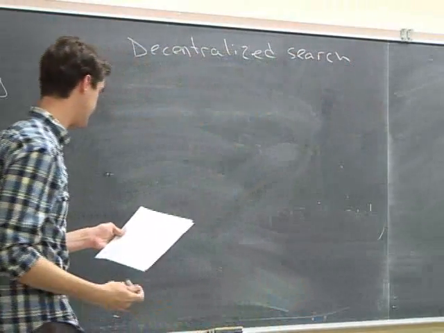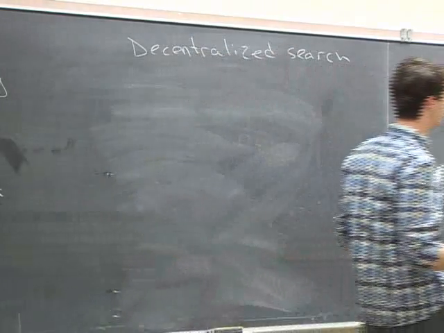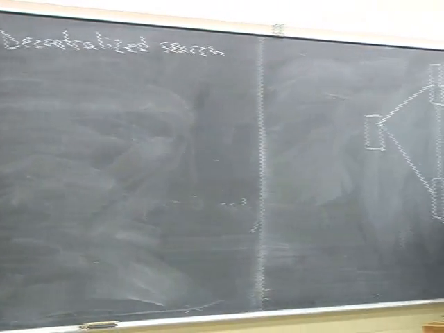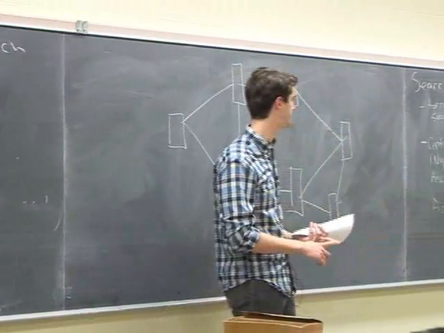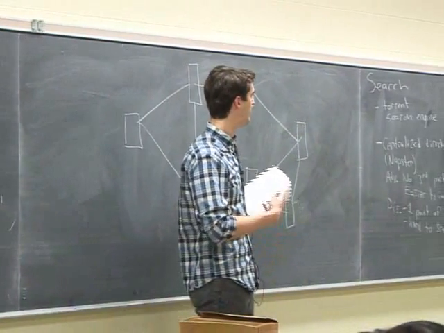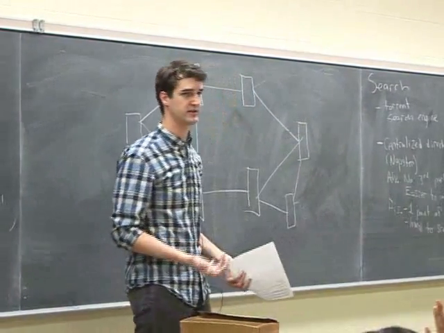Okay, the way decentralized search works is that we don't have any sort of centralized nodes. So we don't have the centralized server. We don't have a torrent search engine or anything like this.